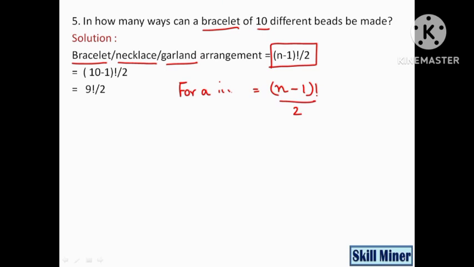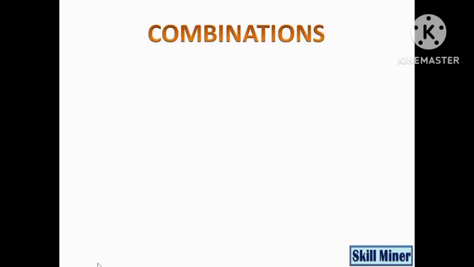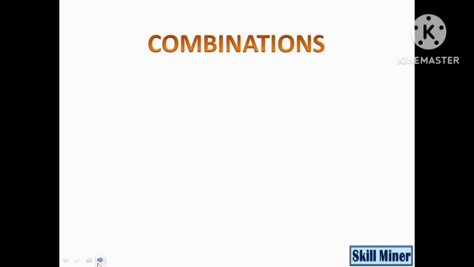Since the number of beads is given as 10, we substitute that in the formula, that is (10 minus 1) factorial divided by 2, which is equal to 9 factorial divided by 2. This is our answer. Okay, for garland or necklace or bracelet type problems, follow this formula. Next, we can move to the topic combinations.